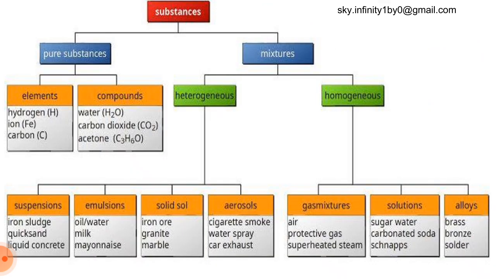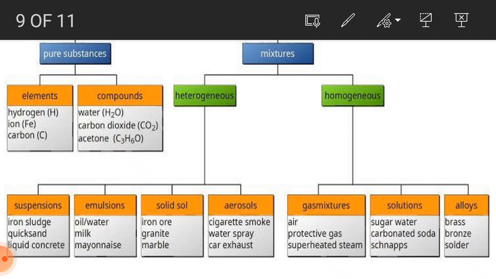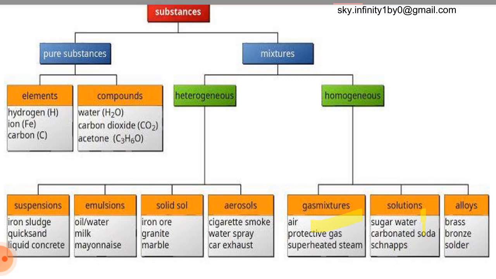The common examples of heterogeneous mixtures are suspensions, emulsions, solid sol, and aerosol. Homogeneous mixtures include gas mixtures. A typical example is air. Solutions, for example, a sugar solution, and alloys like brass, bronze, and solder.